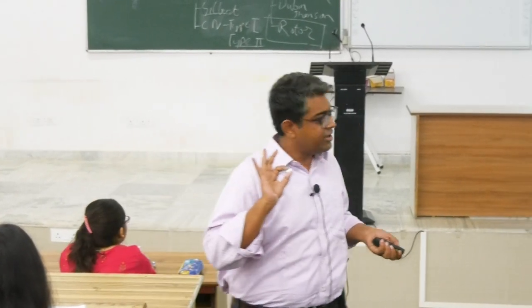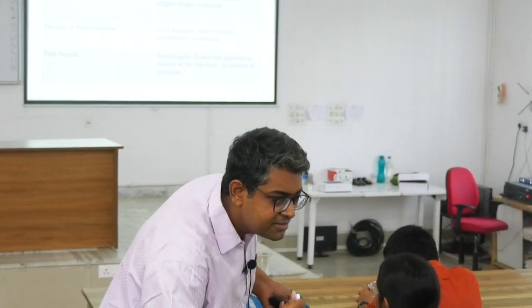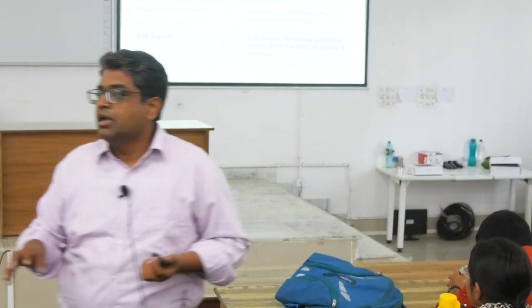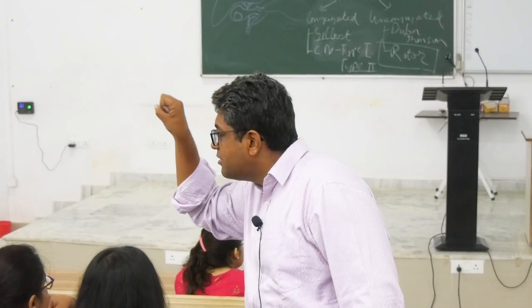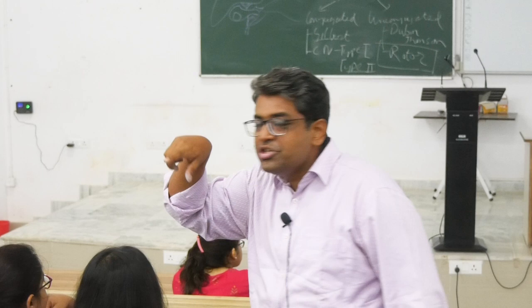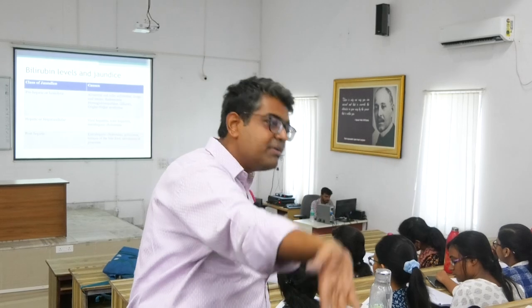MRP2. Okay? This protein gets mutated. That is why the biliary canaliculi is not able to take up conjugated bilirubin from your hepatocytes. So the conjugated bilirubin goes back and increases its level in the liver. Got it?